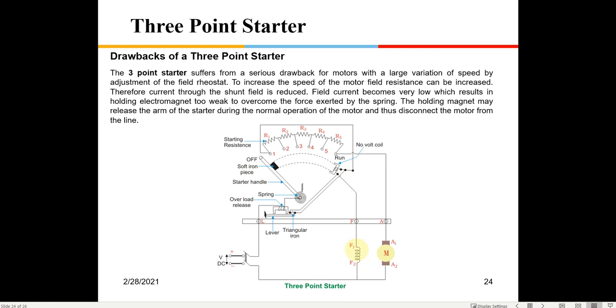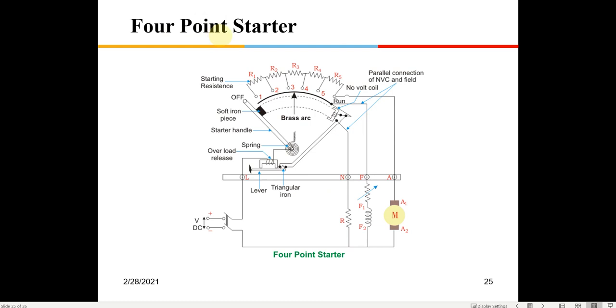That is why you have a slight modification of a 3-point starter, which is known as a 4-point starter. This works exactly similar to the 3-point starter. The only modification done out here is there is a resistance which is connected in series with this coil. So the current flowing in this no voltage coil is made independent of the field, and the field is made independent. You can connect a rheostat here.